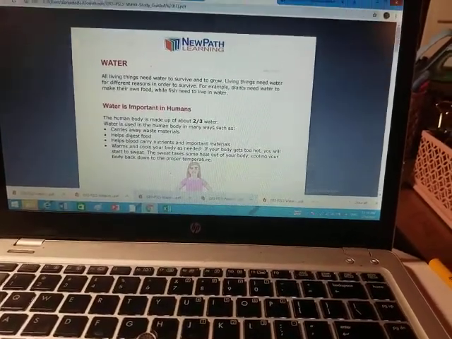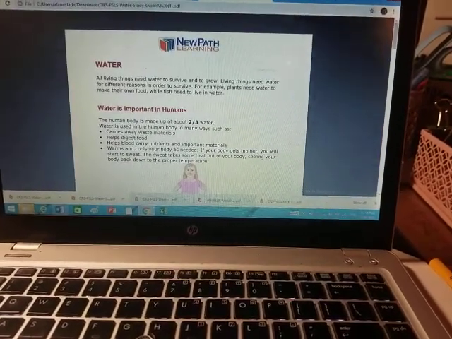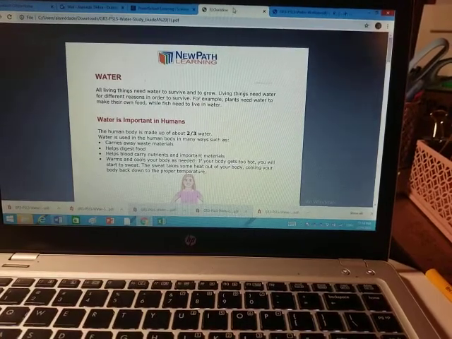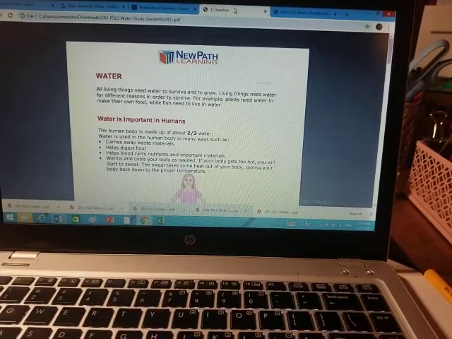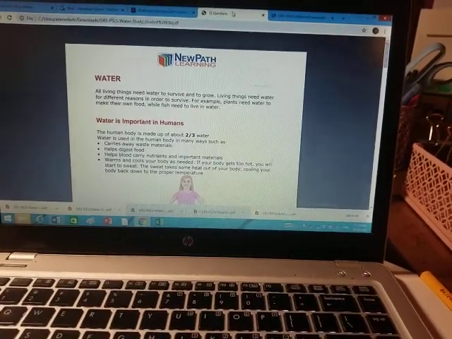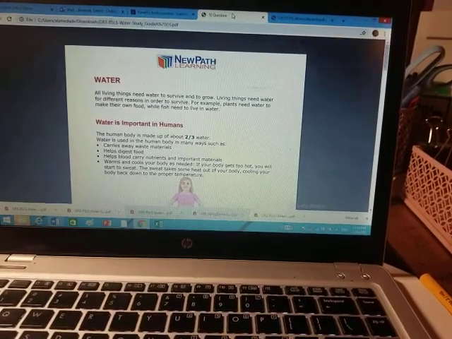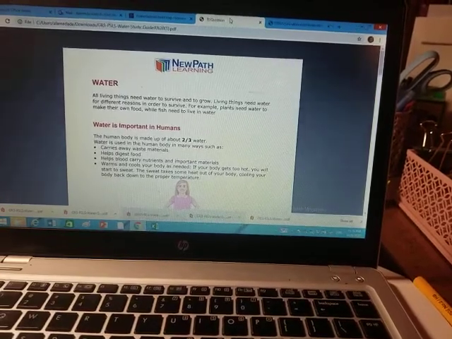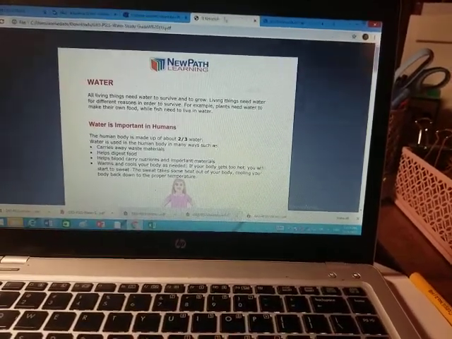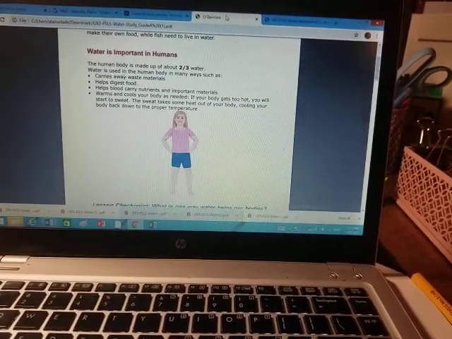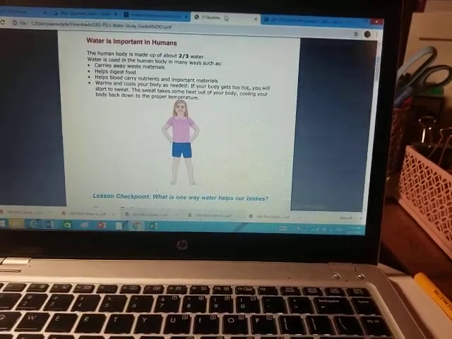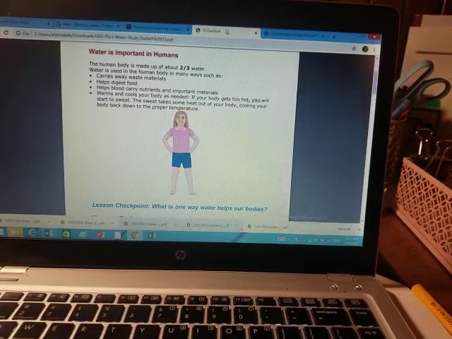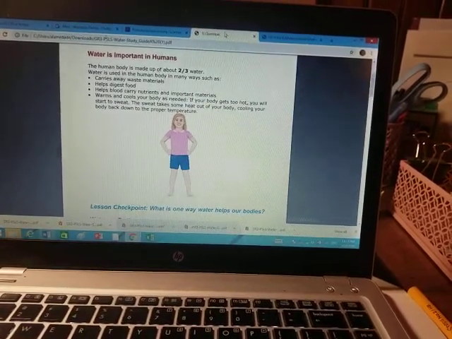So let's read about water. Water. All living things need water to survive and grow. Living things need water for different reasons in order to survive. For example, plants need water to make their own food, while fish need water to live in. Okay? Water is important in humans. We know that. That's very important. The human body is made up of about 2/3 water.